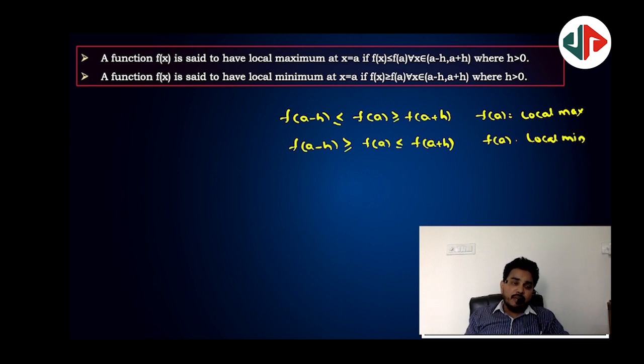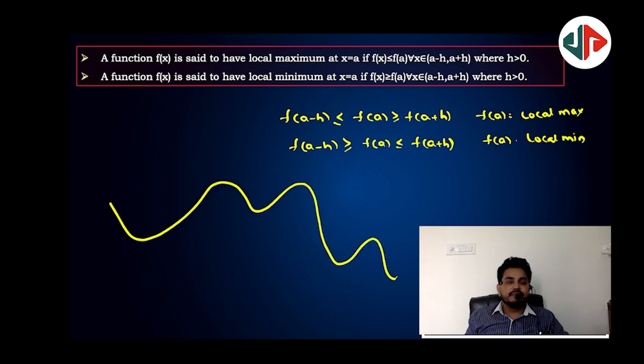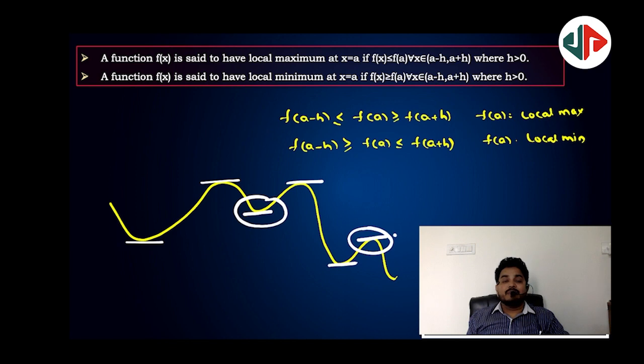Why local minimum, local maximum? Look at it. If I take a curve like this. So this is local minimum, this is local maxima, local maxima, local minima, local minima. Look at your local maxima at this position, lesser than the local minimum. Okay? And the minimum among all the local minimums will be global minimum.